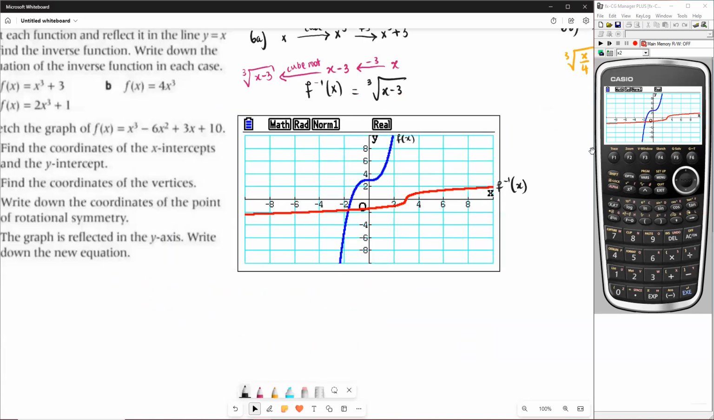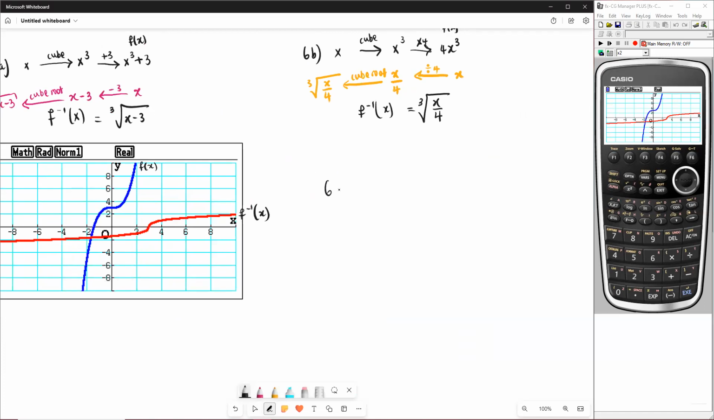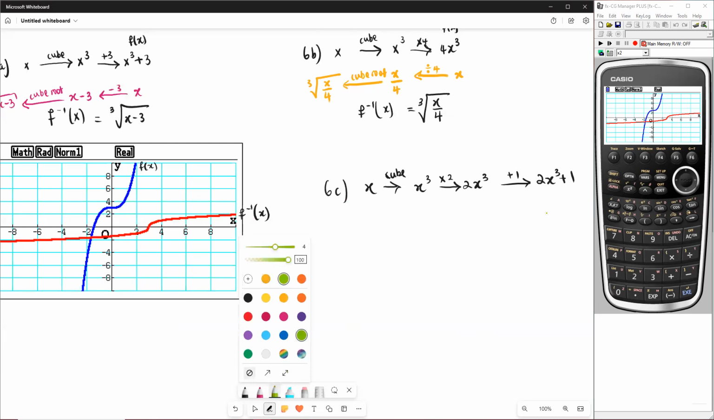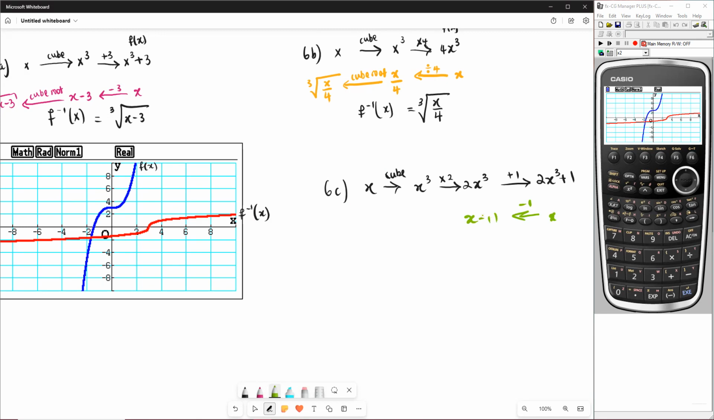Then the other function was 2x cubed plus 1. So you take x, cube it, get x cubed, then multiply it by 2, you get 2x cubed, and then add 1. So that's 2x cubed plus 1. To undo that, we're going to have to take x, subtract 1, then divide it by 2, then cube root.